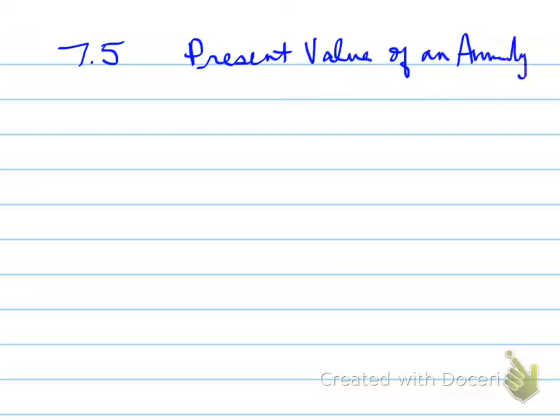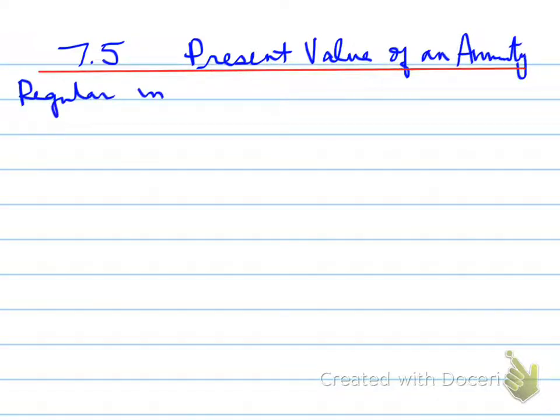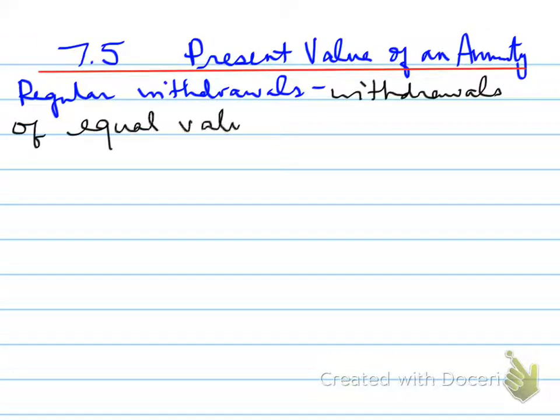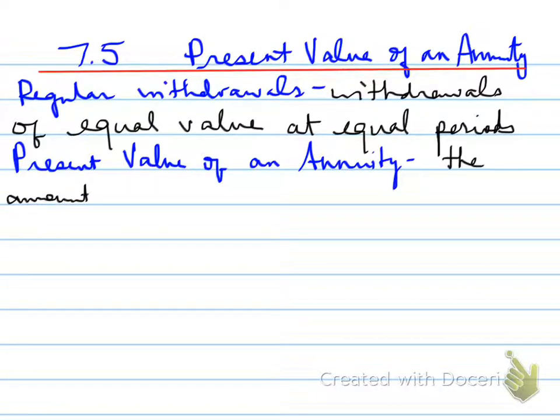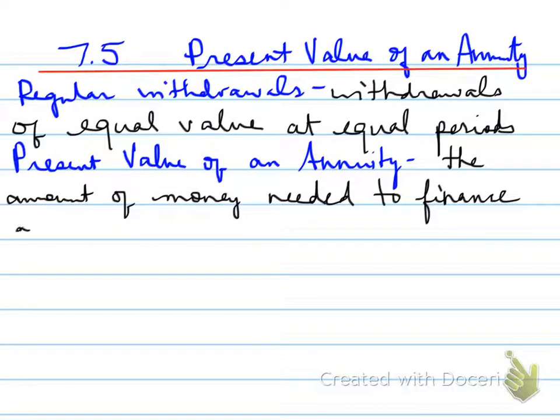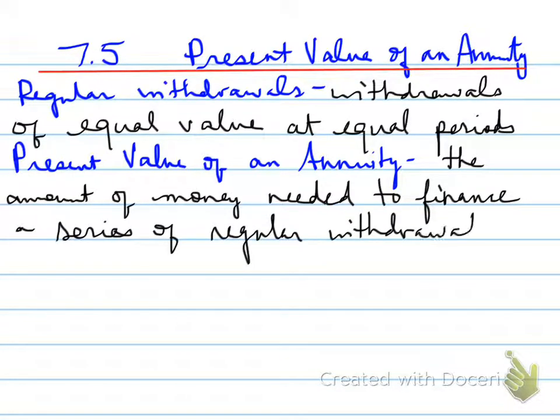All right, 7.5, present value of an annuity. If you're in the grade 11M class, you're looking at 8.6, which is the same title. Regular withdrawals means withdrawals of equal value at equal periods. Present value of an annuity is the amount of money needed to finance a series of regular withdrawals.